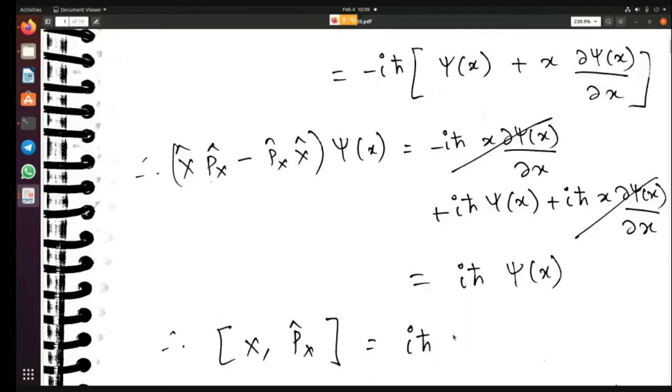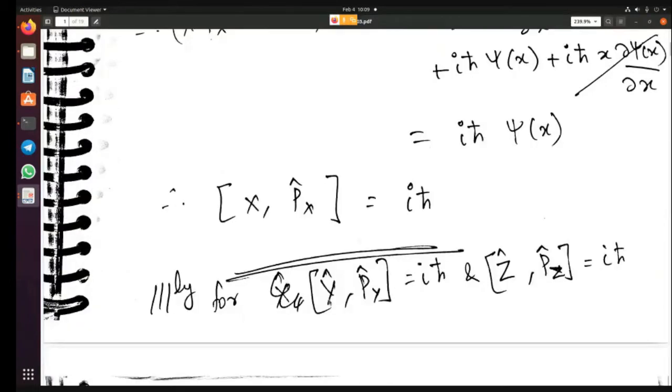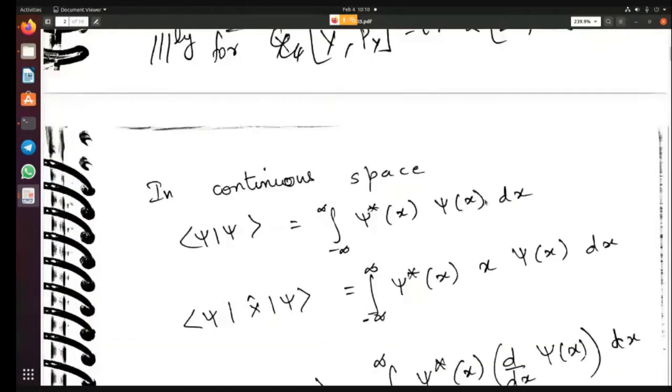So this is the way. If you're given an operator in the continuous space and you want to find its commutator, just assume that the operator is acting on a wave function, and then fully compute the commutator. You will find the value. In this case, the x px commutator gives you i h cross. Similarly, you can do it for y py and z pz, and all of them will give you i h cross.